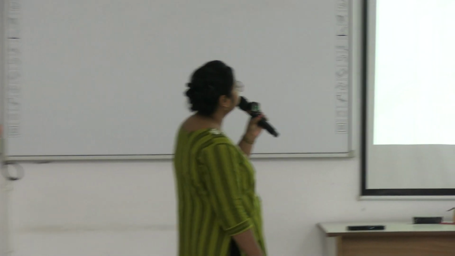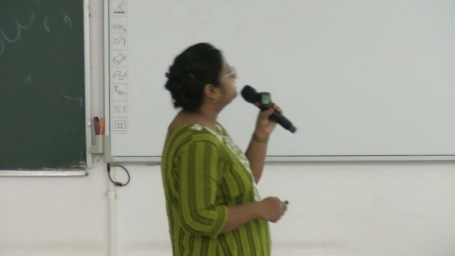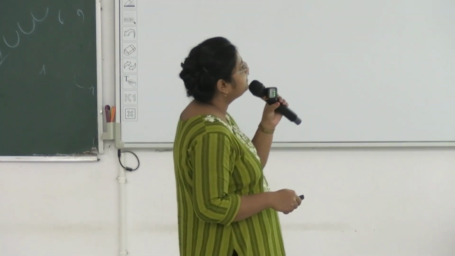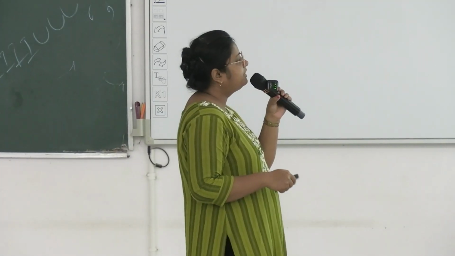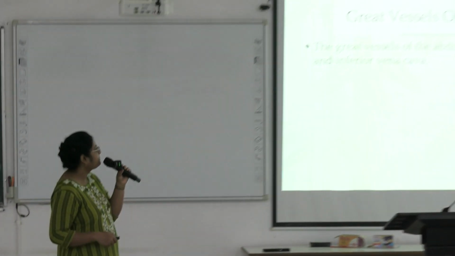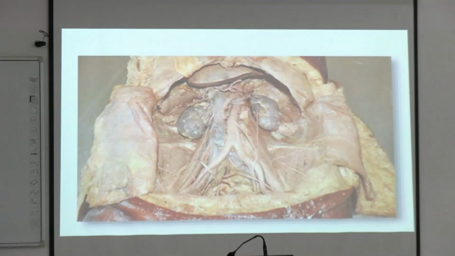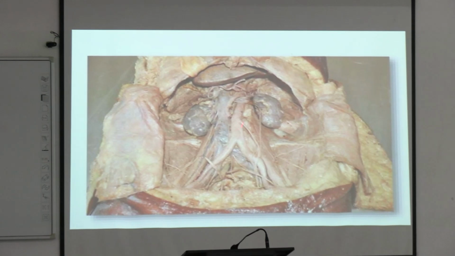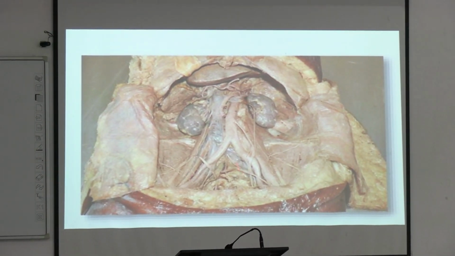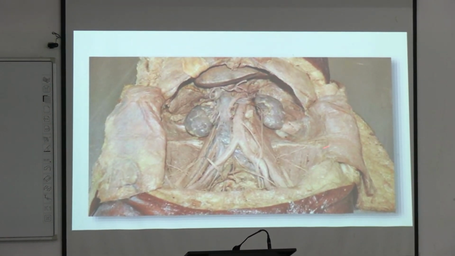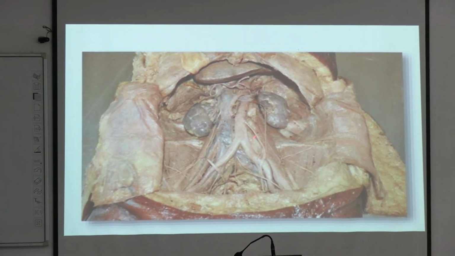Okay, next. So what are the great vessels of the abdomen? Great vessels of the abdomen are abdominal aorta and inferior vena cava. Okay, next. See, like this you have seen in your dissection. So this is abdominal aorta. It is bifurcating at the level of lower border of L4 vertebra into two common iliac branches, right and left common iliac branches. And these common iliac branches are again dividing into external iliac and internal iliac.